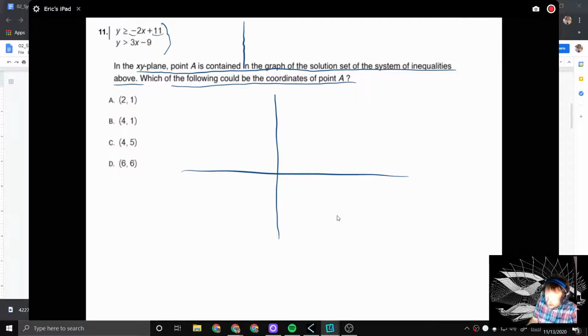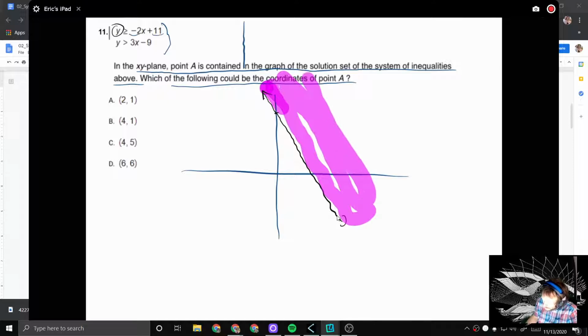Y-intercept of 11, slope of -2. Up here at 11, slope of -2, down to the right 2. Do I want above or below that? I want above. I want all of this. Okay, that's the first equation.